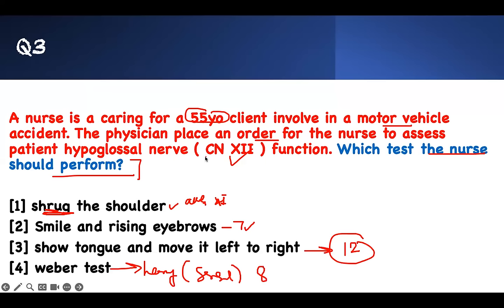So how do you evaluate cranial nerve 12, which is the hypoglossal? Let them show you their tongue. Show me your tongue. They'll lift it up and they can move it left to right. So this is it.